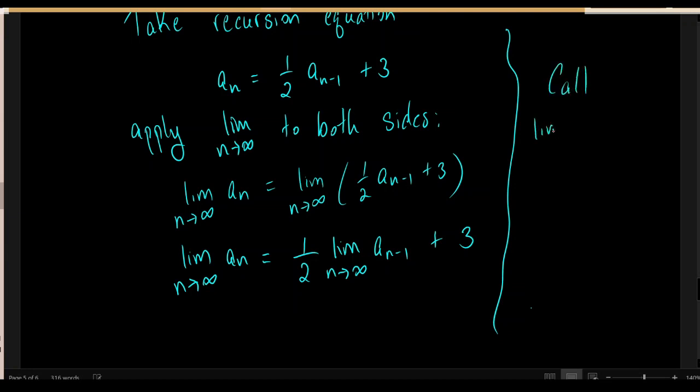So let's nickname the limit as n goes to infinity of a_n, which is the same thing as the limit of one step back in the sequence, a_{n-1}. Let's nickname those both L. And let's remind ourselves that this limit, the limit of the sequence, is what we're trying to find.